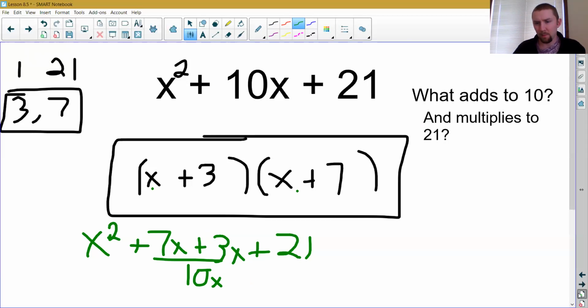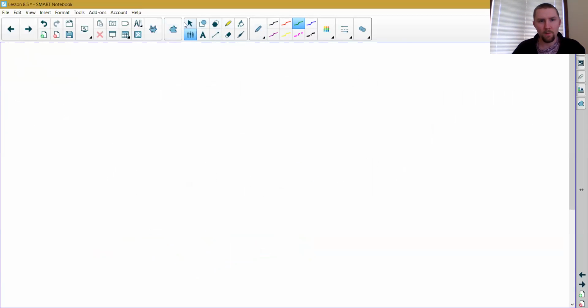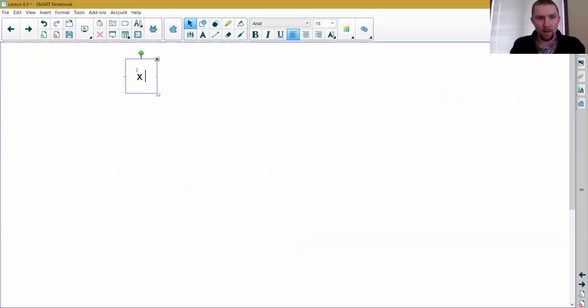Let's look at another example. What if I do X squared plus 14X plus 48.